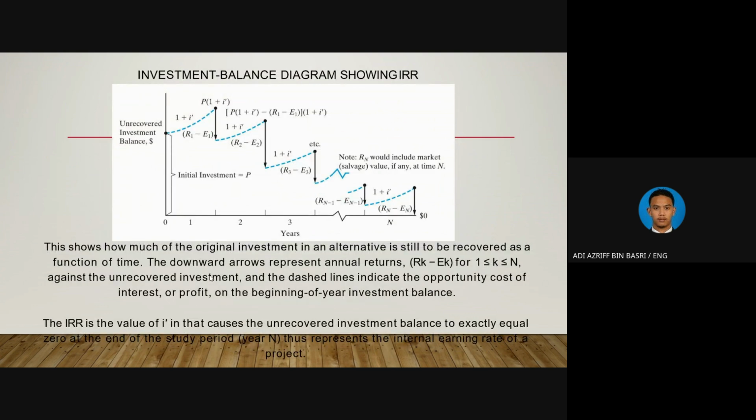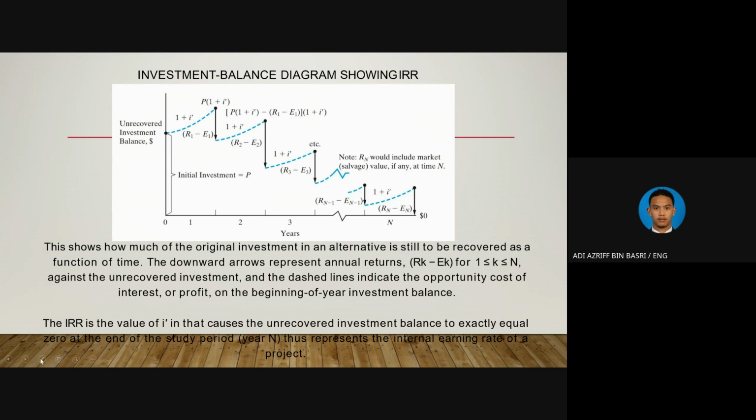The investment balance diagram shows unrecovered investment balance on the y-axis, and years on the x-axis. This graph shows the original investment of the alternative, which is still to be recovered as a function of time. The downward arrows represent annual returns, RK minus EK for K between 1 and N years, against the unrecovered investment, and the dashed line indicates the opportunity cost, interest, or profit on the beginning investment.